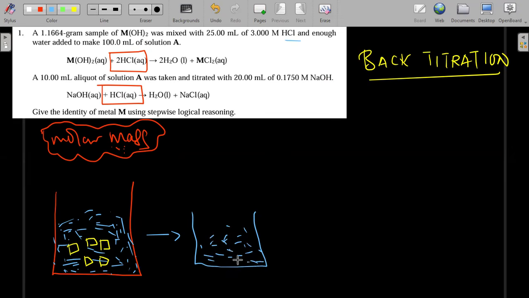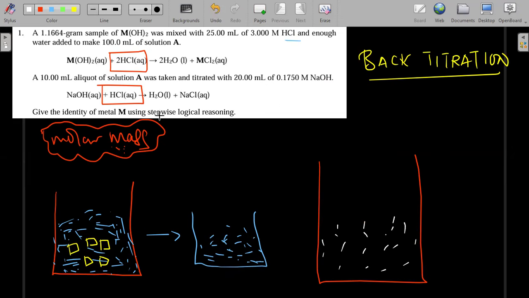And then what do chemists do? They will get this excess reactant that has remained and react it with another chemical. In this case, the other chemical is sodium hydroxide. So let's draw the sodium hydroxide in white like this. This sodium hydroxide is going to react with the excess hydrochloric acid from the first reaction. So this is our first reaction, and then you get the excess and react it with the sodium hydroxide. This will be our second reaction.